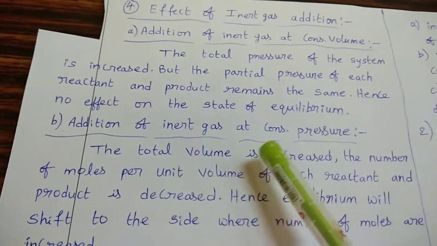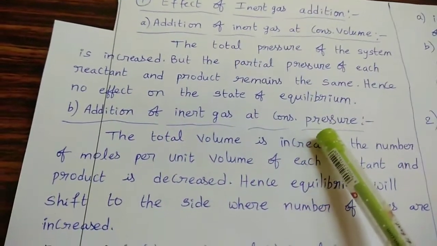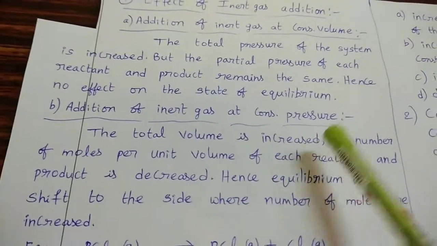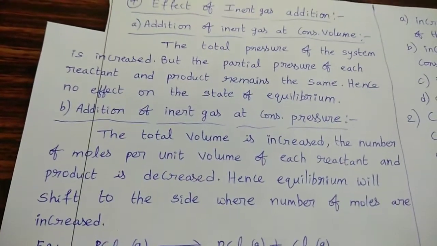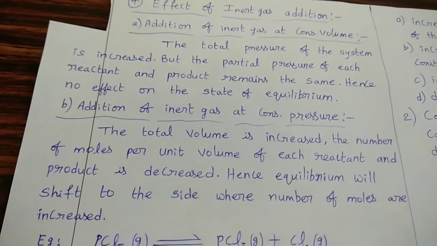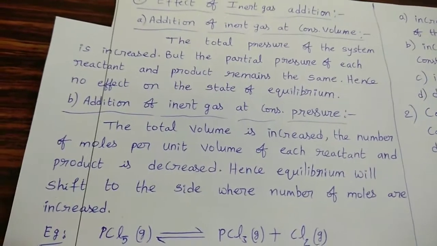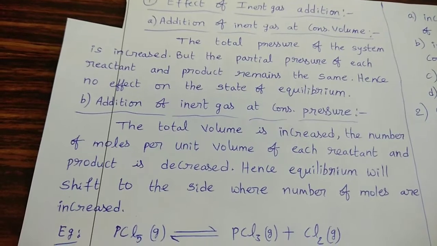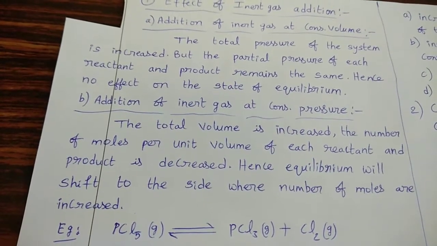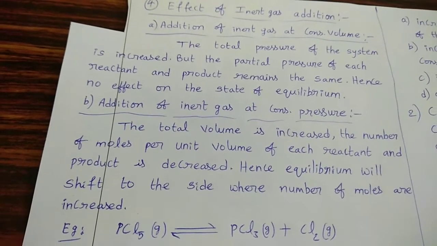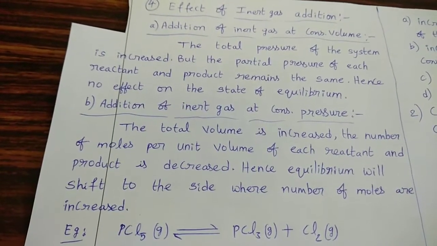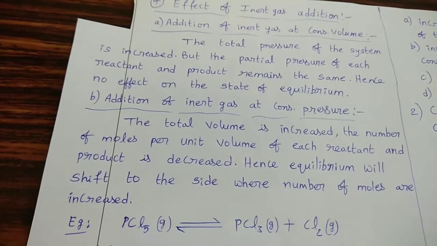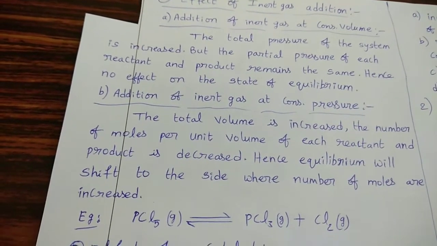Next, addition of inert gas at constant pressure. At constant pressure, if we add inert gas, then what happens? Total volume is increased. Here we are maintaining constant pressure. So, for that, volume is increased. Suppose reaction mixture present at 10 atmospheres. After addition of inert gas to this mixture, pressure is increased. Let it be 12 atmosphere. The new pressure of the mixture is 12 atmosphere.